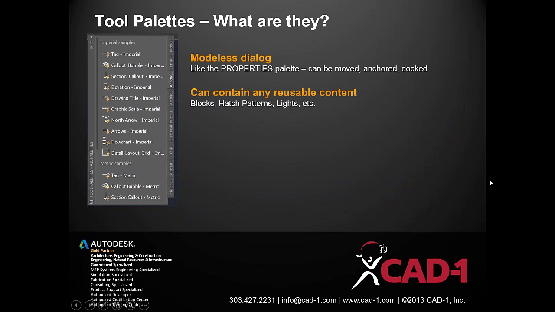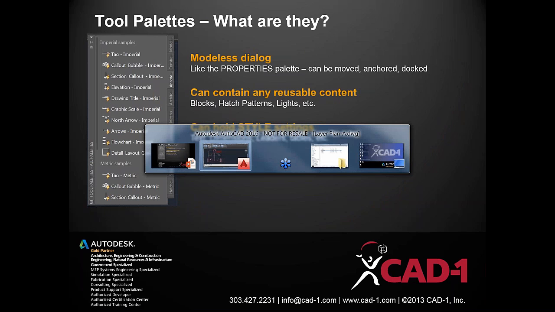Blocks, hatch patterns, lights, reusable content. What else? Style settings, as I was starting to get into. If you have certain text styles, certain dimension styles, leader, M-leader styles, any type of styles, tables, etc., things that you've built up, and yeah, you want to put those into your template. But what if I don't want to have to go find them?